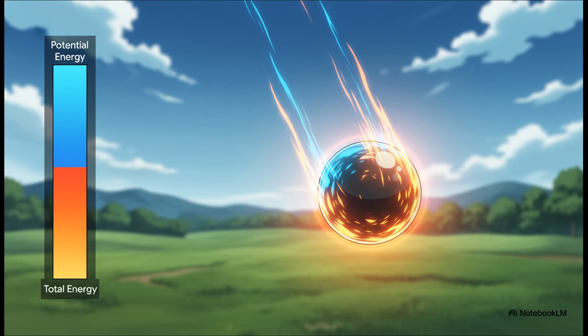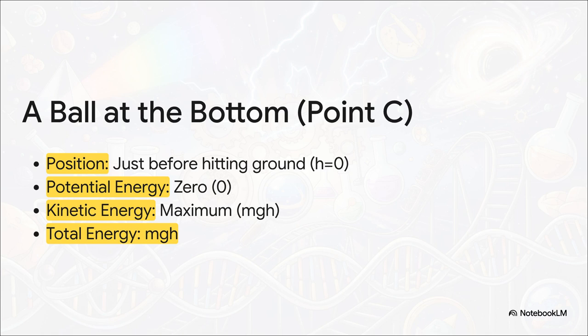Now, you drop it. As it falls, something incredible happens. That potential energy it had stored up starts converting into kinetic energy. It's losing height, but it's gaining speed. But here's the cool part. If you add up the potential and kinetic energy at any point during its fall, the total is always the same. It's still mgh. And then, in that split second right before it hits the ground, the transformation is complete.